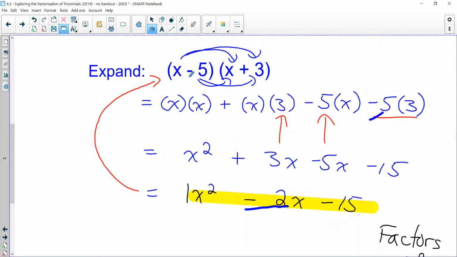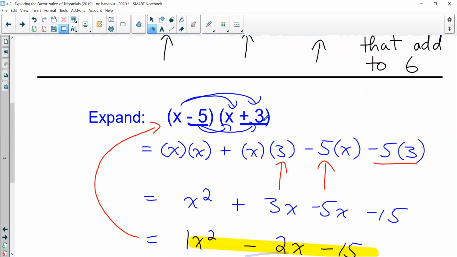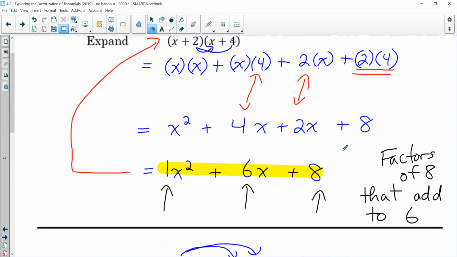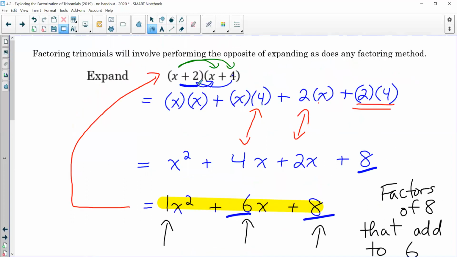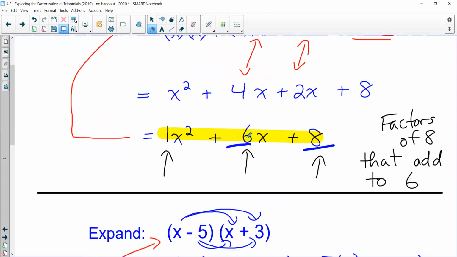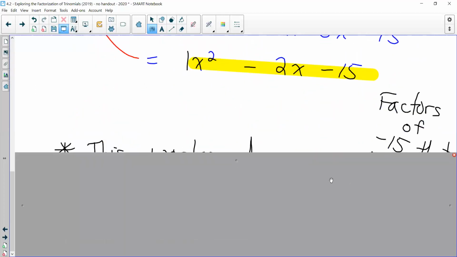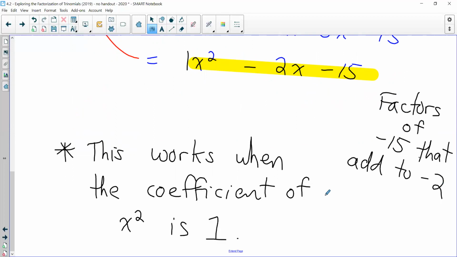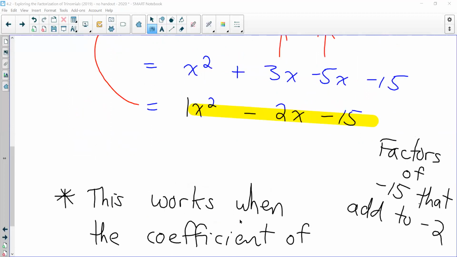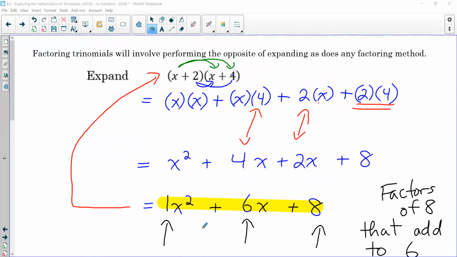Now, if you look at the bracketed part, -5 is inside the bracket and a +3 is inside the bracket. Let's see if that worked for the previous one. So the previous one, we had factors of 8 were 2 and 4. That added to 6, multiplied to 8. Let's look inside the brackets. +2 and a +4. So we have a quick little pattern for determining how to find the factored form. And this works when the coefficient of x squared is 1. So this trick that we're looking at only will work when we're trying to factor trinomials that have this kind of a look to it.